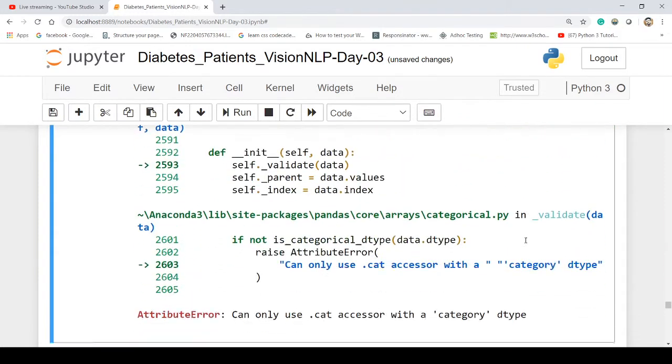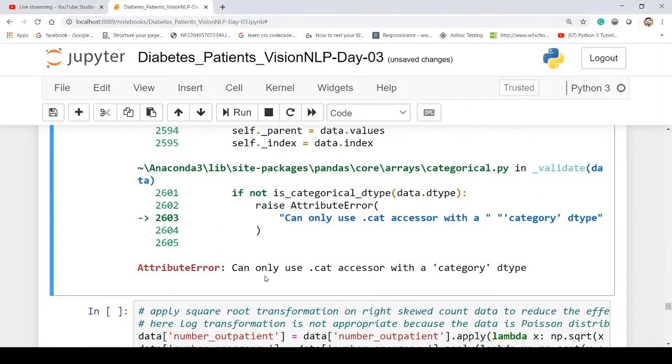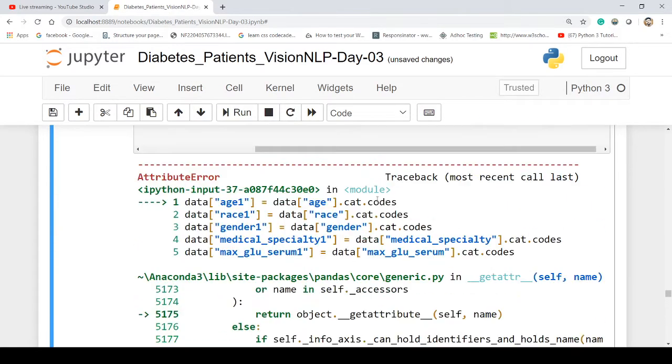So what error is showing here? Can use only dot category series with a category data type. Okay.